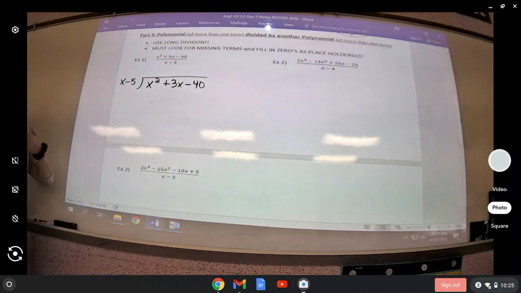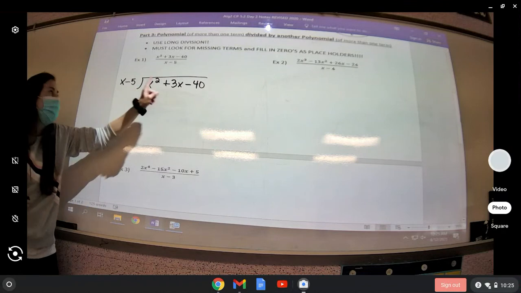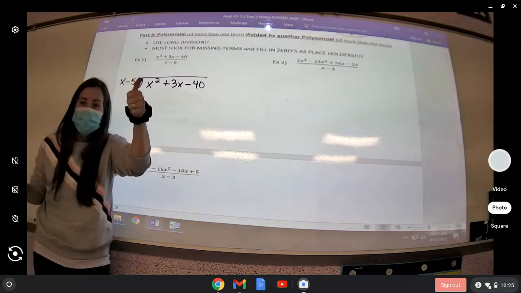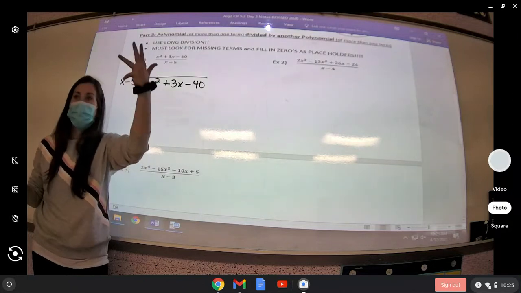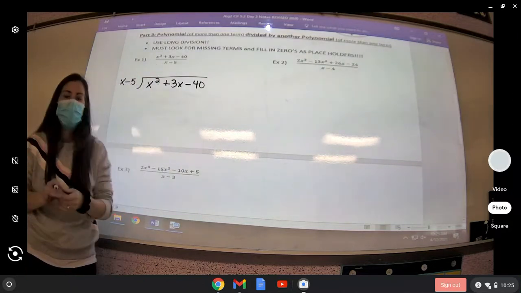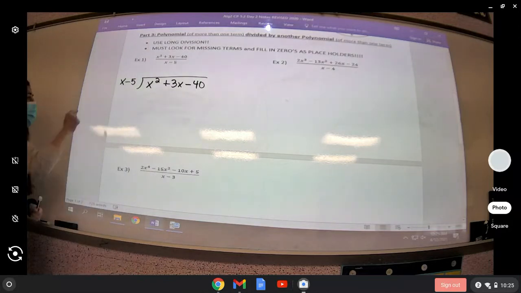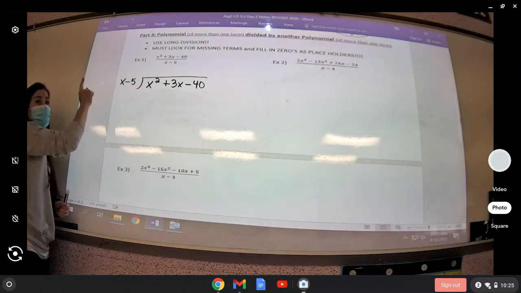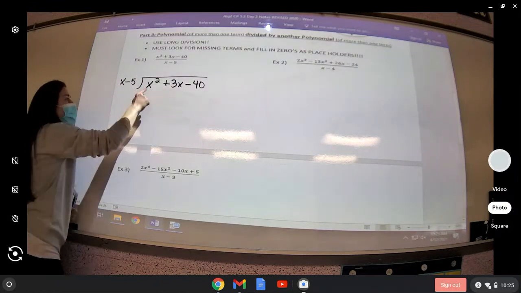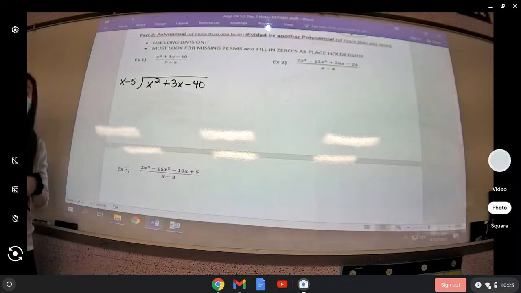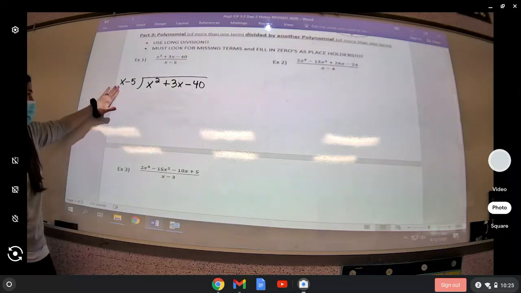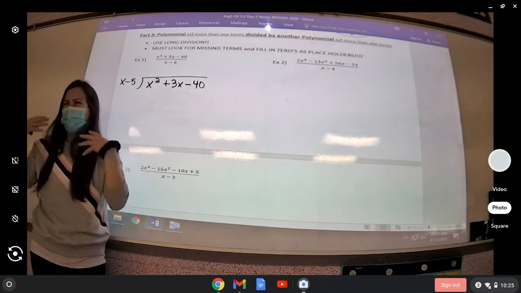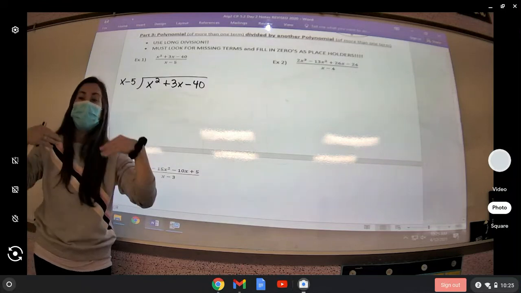So we're trying to figure this out. How many times does x minus 5 go into this polynomial? All right. So technically, we should divide, multiply, subtract, bring down, and repeat. That's long division. So how you get started is you should take the first term of this polynomial and ask yourself how many times it divides into the first term of this polynomial. So basically, how many times does x go into x squared? But sometimes that's a little hard to wrap your brain around, wait, what?